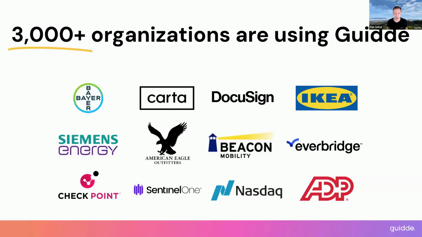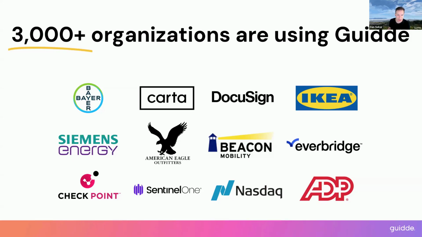First, a short introduction about our company. We are used today by over 3,000 organizations worldwide, and our customers range from a variety of industries. You may ask yourselves, what's the common denominator between logos like a pharmaceutical company like Bayer, a clothes manufacturer like American Eagle, a software company like Carta or ADP, or a fintech company like Nasdaq? What's the common line between all these companies?